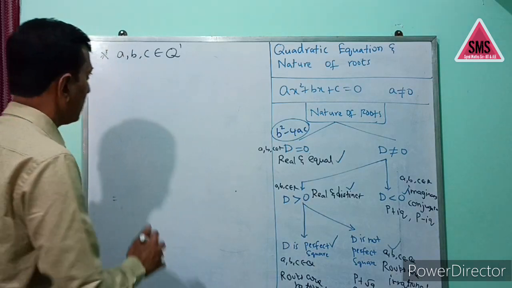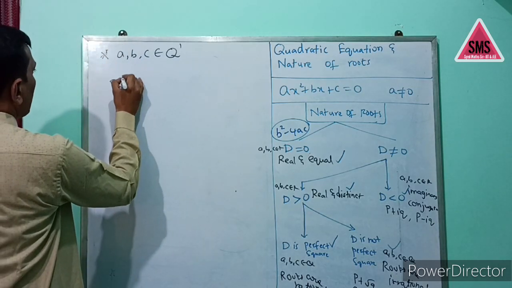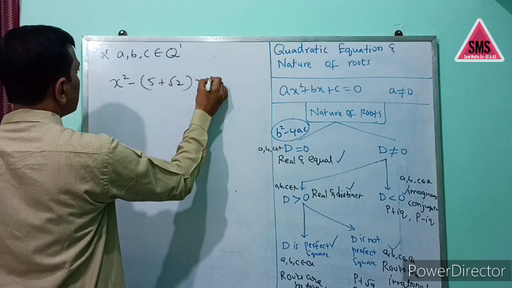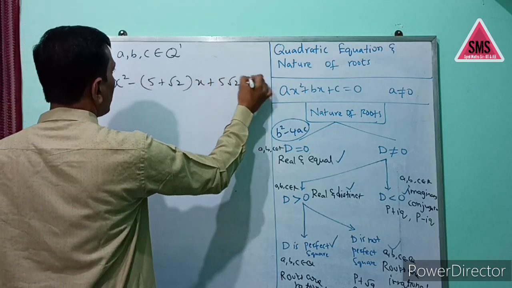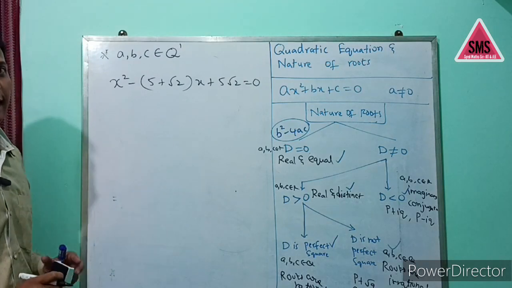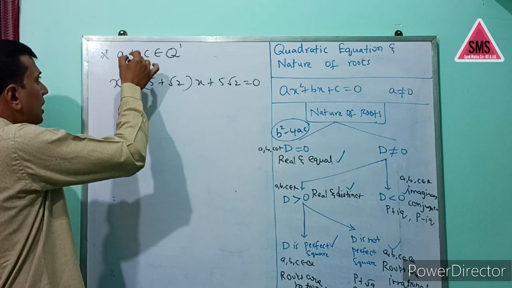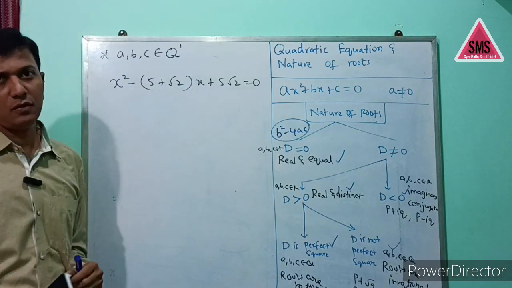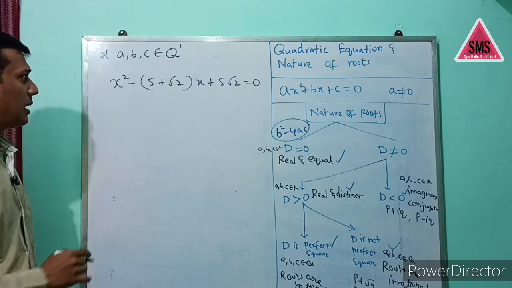Let us see one example. x squared minus (5 plus root 2)x plus 5 root 2 equals 0. Clearly, it satisfies the condition that a, b, c belong to irrational numbers. Yes, it is an irrational number.